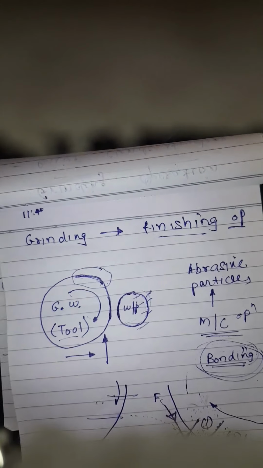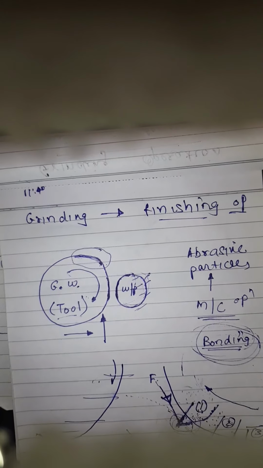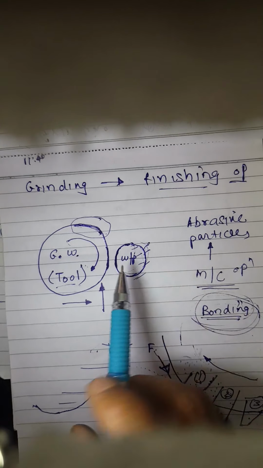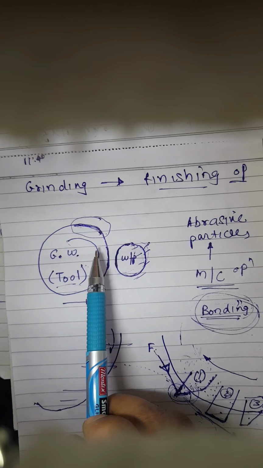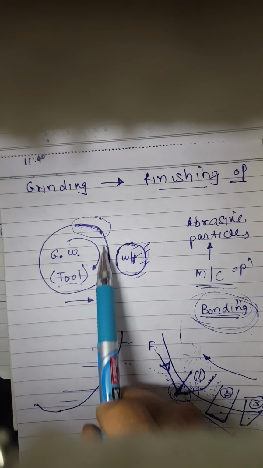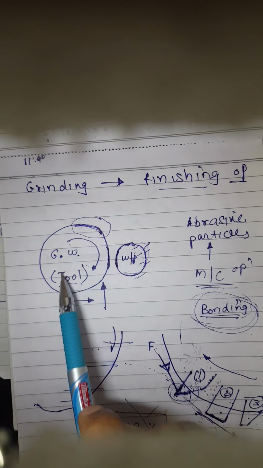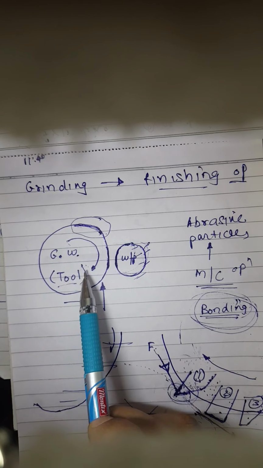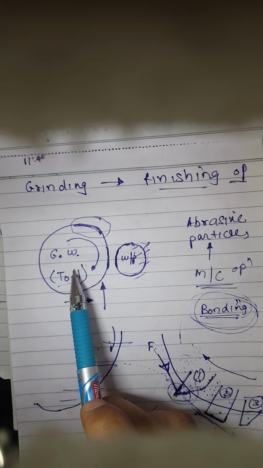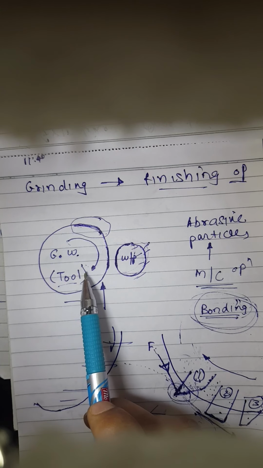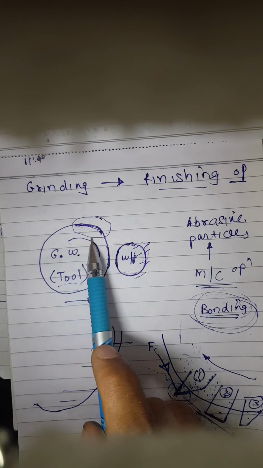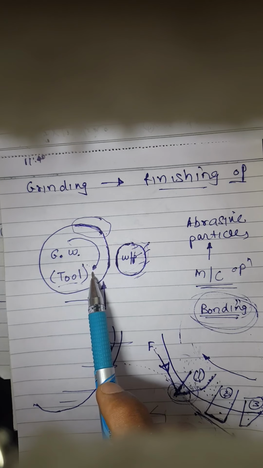As we just discussed, grinding is a kind of finishing operation. What you can see from this particular figure is a grinding wheel. What it is made up of, we'll come to that. I can also call it a tool, because it is basically used to remove material from the workpiece. And this grinding wheel is shown in the figure rotating in the clockwise direction.